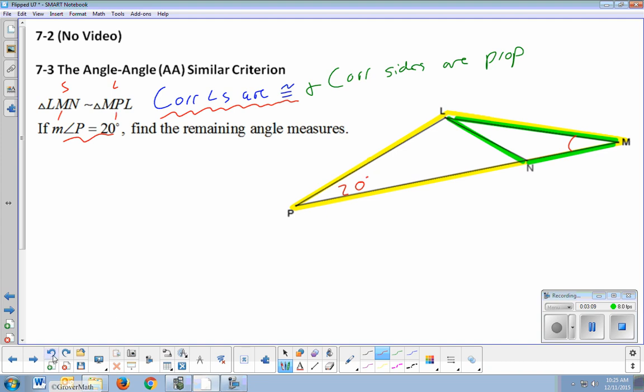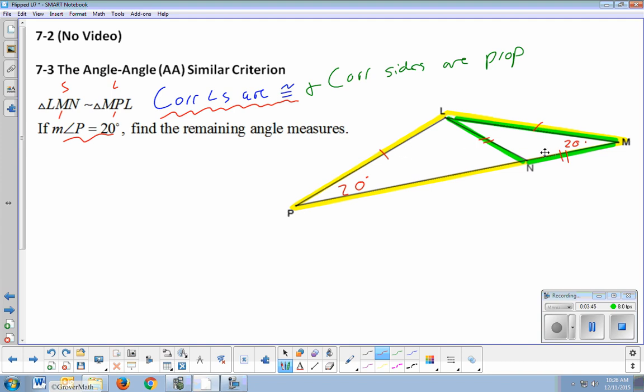So that's important because that means that these angles are congruent, and therefore this has to also be 20 degrees, because P from the large triangle is congruent to M from the small triangle. And that's really important because that means that this big yellow triangle is isosceles. This side is congruent to this side because the angles opposite those are congruent. And so that means this green triangle, which is similar to it, must also be isosceles. These two sides are congruent to each other.